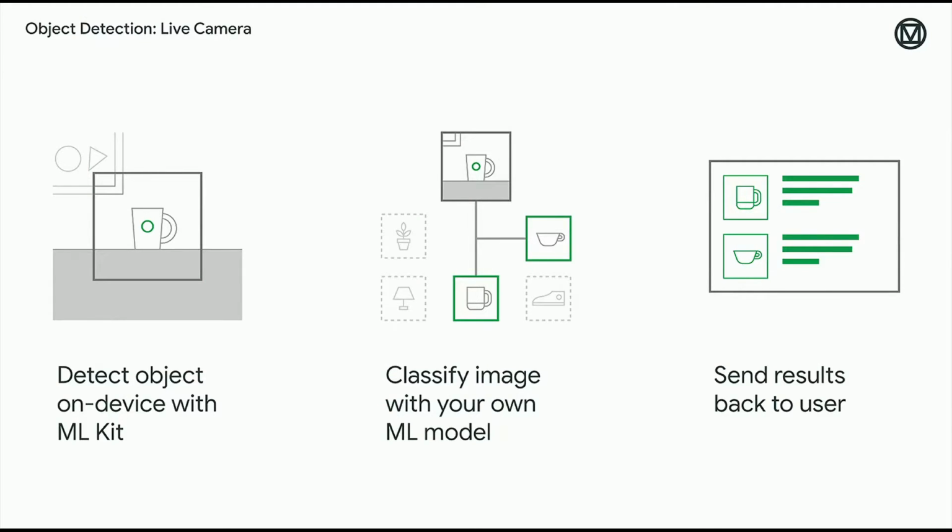So how does this work technically? Users can detect an object on their device using ML Kit's object detection and tracking API. The API is going to crop the camera frame just to the image area of the detected object and send that along to your own machine learning model for classification and more information. Once you have results available, those are sent back to the user.